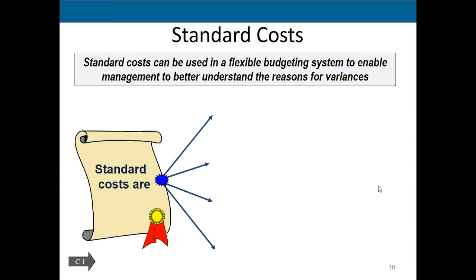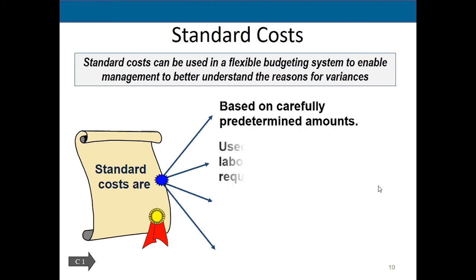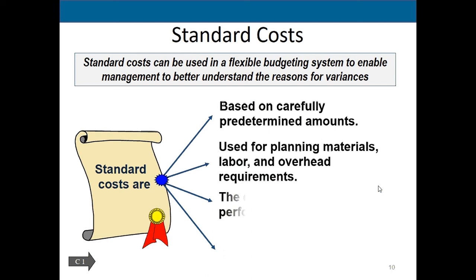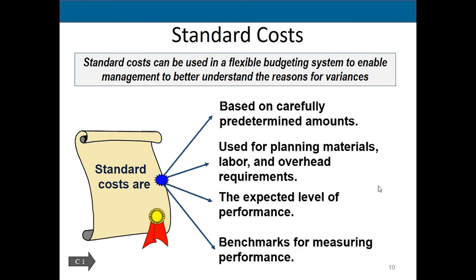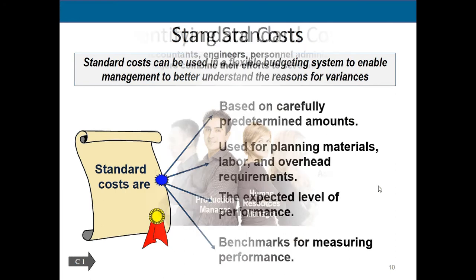Standard costs really are, again, just estimates. They in themselves are budgets, but they're budgets at the unit price level. So obviously they're going to be based on predetermined amounts, carefully predetermined amounts. Very important. We don't want to just pull stuff out of thin air. We use them for planning materials, labor, and overhead requirements because we deal primarily with production based on the expected level of performance, and they are our benchmarks for measuring performance as well.